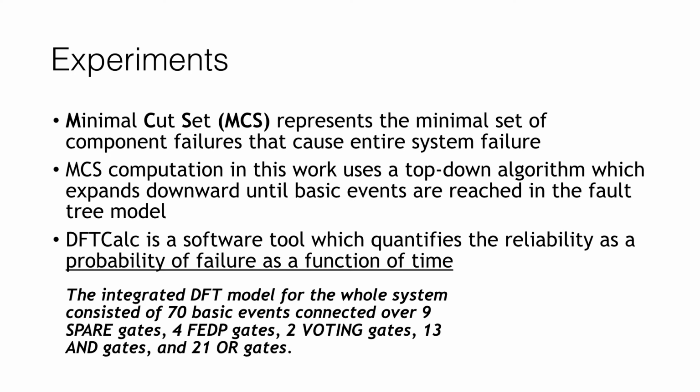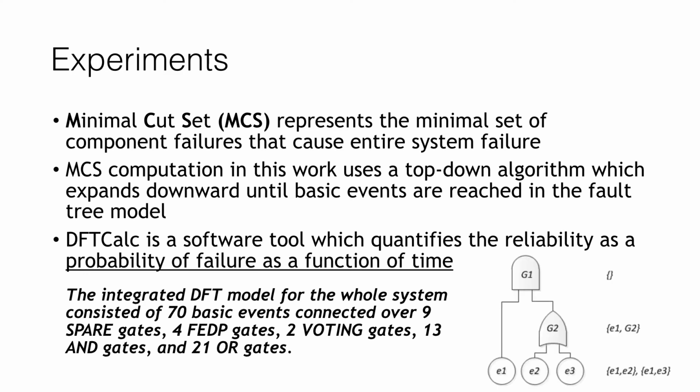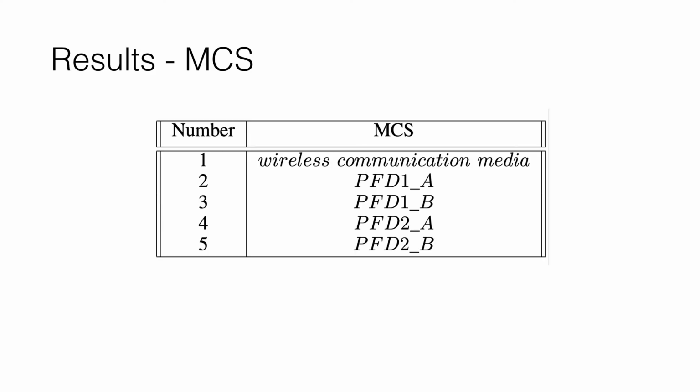The web version of the DFT Calc tool was used by the authors of this paper, and it takes the models that we've described in the previous sections in a format called Galileo, which we'll talk about in a little bit. And it's going to basically calculate the probability of failure as a function over time. And the DFT data is fed into this tool, broken down event by event, component by component.